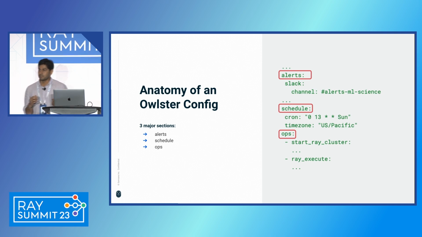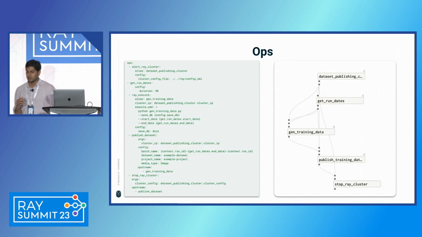And the third is the ops section. This is the real meat of it. This is where the scientist defines all the tasks that he needs to run as part of the pipeline. So let's look closely at the ops section.